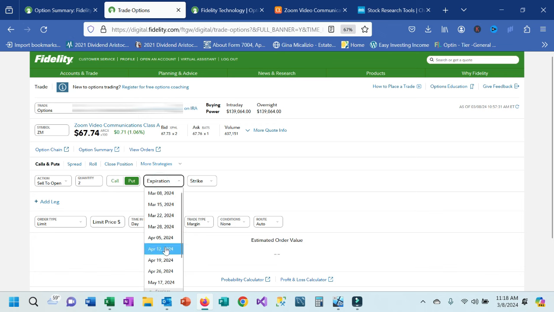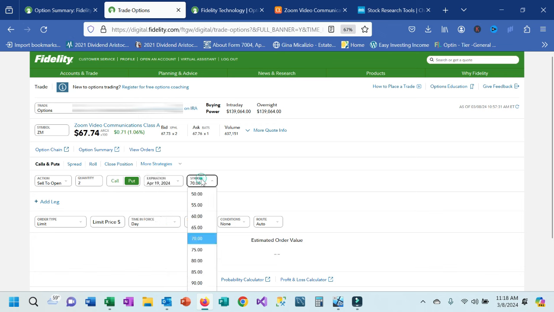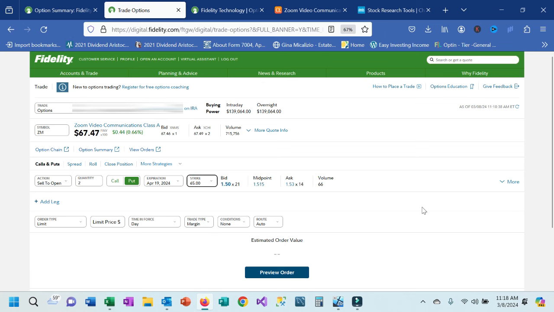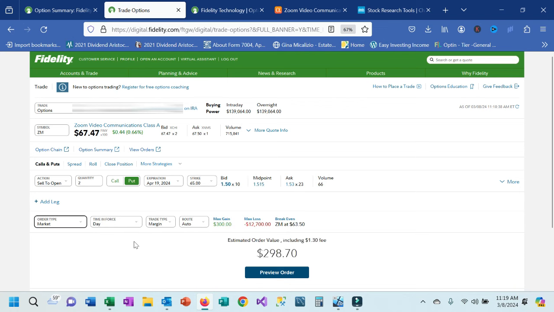Expiration, let's again pick April 19th. And then the strike was 65. And again, I believe it's a little bit more, between 150 and 153. Now I could do a limit or I could do market. You can set a price.